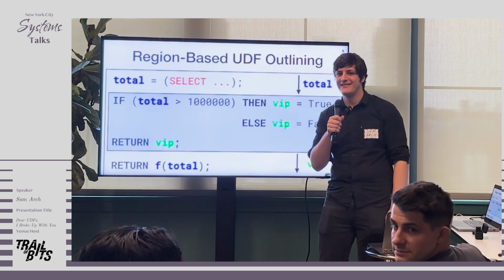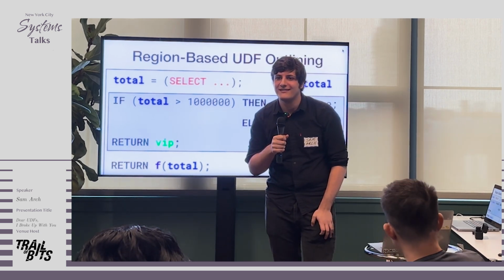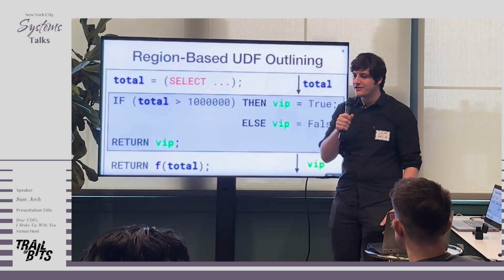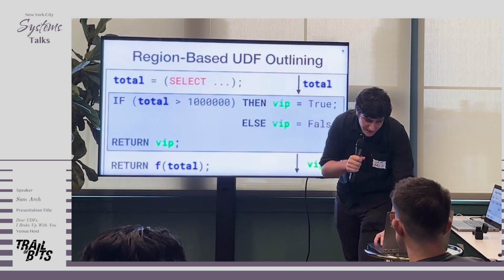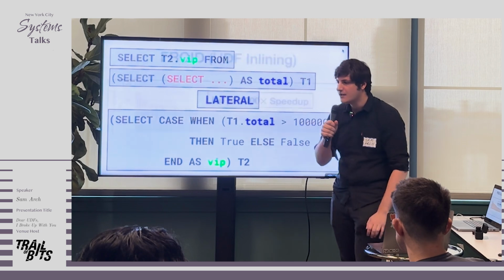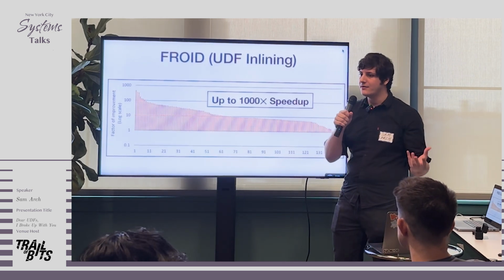So for the FROID paper, were they getting the speedups just with inlining, or were they also doing the unnesting? Yeah, it's a great question. So the question was, with FROID, they have these really big speedups. Is that just inlining, or is that unnesting? What's going on?